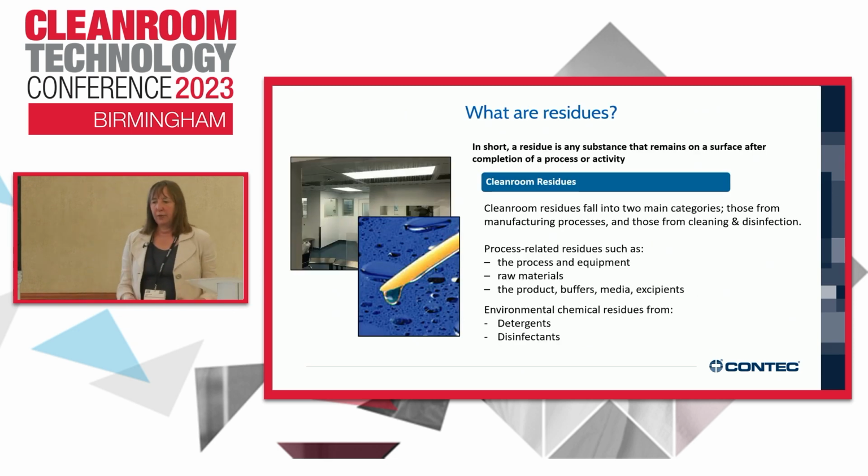So in the clean rooms, we look at two types of residues. One are process related, so raw materials, greases from machines, things like that, buffers. And then the other is the chemical residues that you get from using detergents and disinfectants.